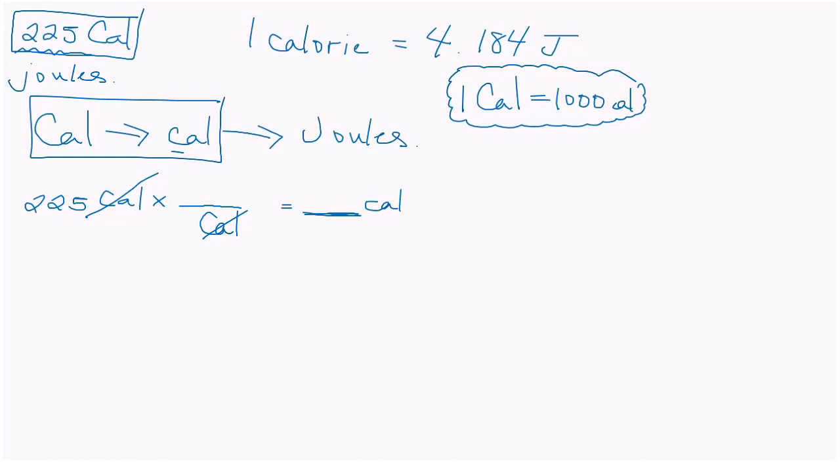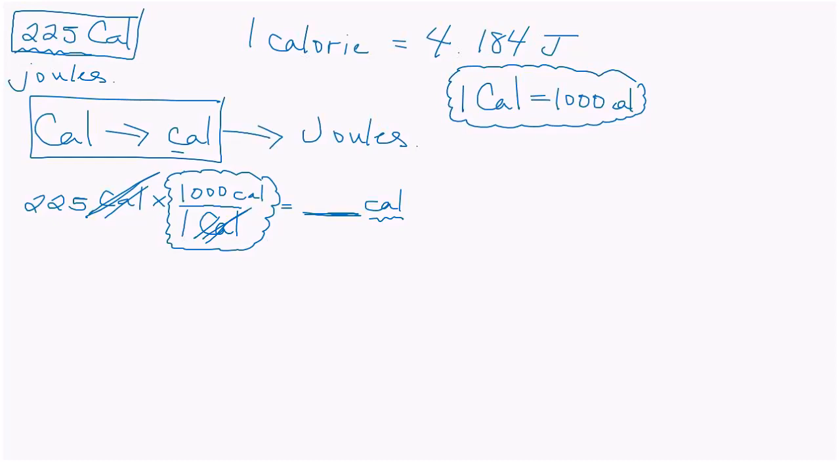So now that I know that I'm putting big calories on the bottom, I'm going to put 1,000 calories, little calories, as my numerator, and 1 big calorie as my denominator. And that is my conversion factor right there. My big calories cancel out, as I said, and that's going to leave the little calorie in my answer. And then I can just do the math.